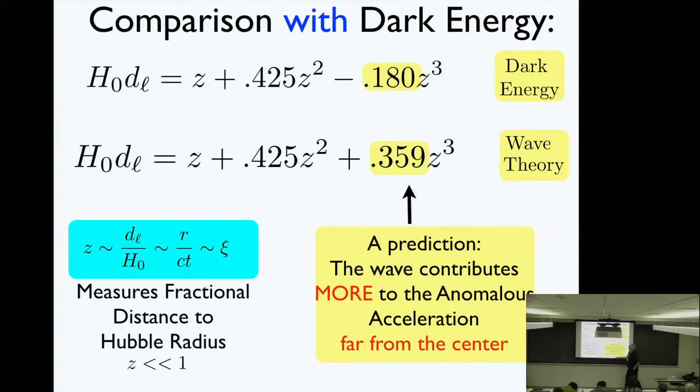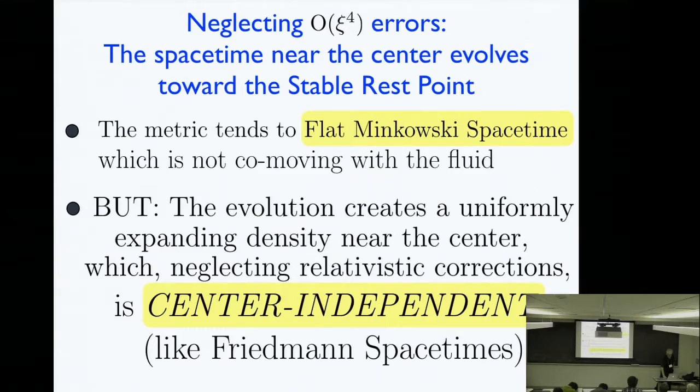If you can look out far enough, you're going to see more anomalous acceleration in the wave theory than you'll see in the dark energy theory. So that's essentially it. But now let me tell you more. Neglecting these c to the fourth errors, this spacetime near the center looks almost exactly like a speeded up Friedmann spacetime. And you can prove the metric tends eventually to flat Minkowski space, which is not co-moving with the fluid, but the evolution creates a uniformly expanding constant density solution in the central region. And it's center independent. If you neglect relativistic effects, it doesn't matter where you are, within that asymptotics, you're going to see the same redshift versus luminosity relation. So it's kind of a robust thing.